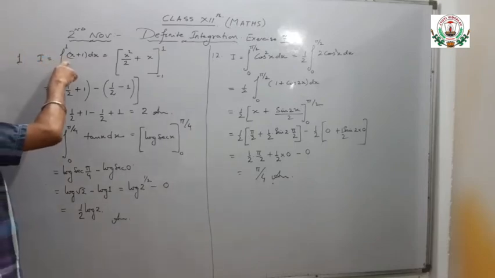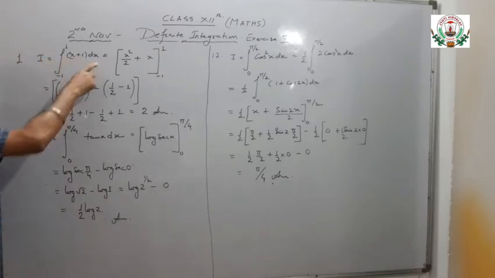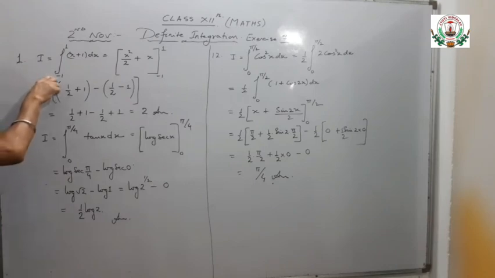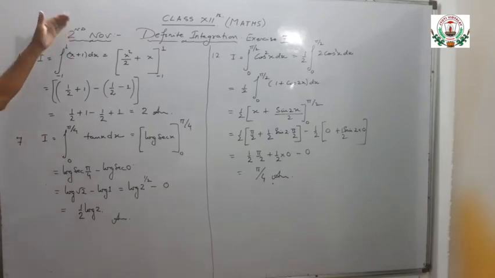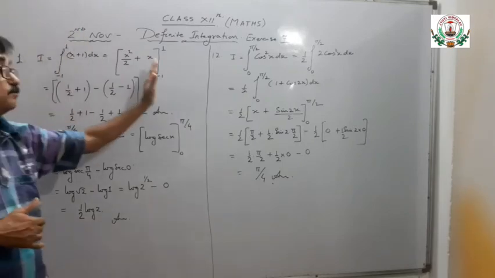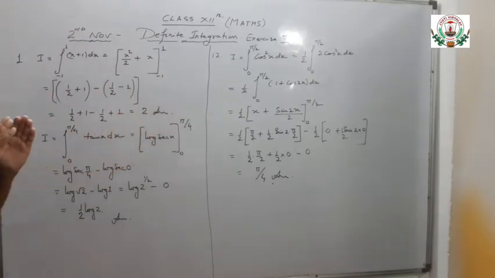Once again you can see integration of x plus 1 dx when the lower limit is minus 1 and the upper limit is plus 1. In this case of integration there will be no integration constant, because when we substitute the upper limit we get plus c, and when we substitute the lower limit we get minus c, so the integration constant will be cancelled out. So no need of putting the integration constant here.